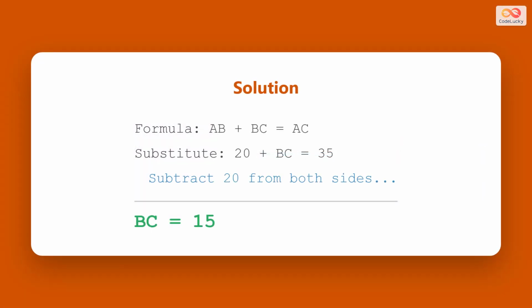We start with the same formula. Part plus part equals whole. We plug in 20 for AB and 35 for the total AC. Now we have an equation. 20 plus BC equals 35. To isolate BC, we subtract 20 from both sides. 35 minus 20 gives us 15. So, the length of BC is 15.